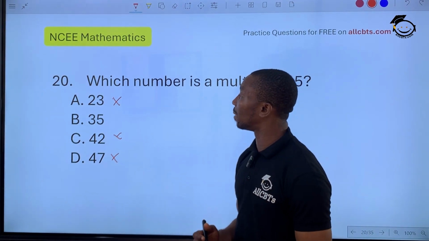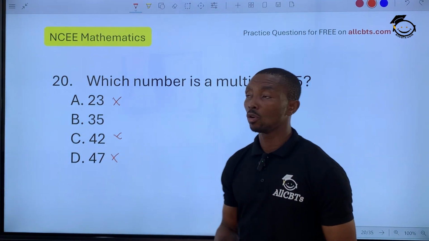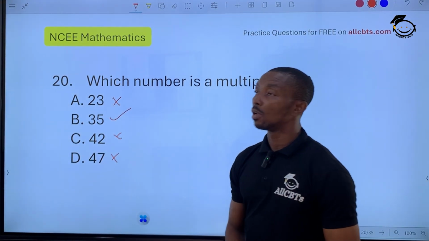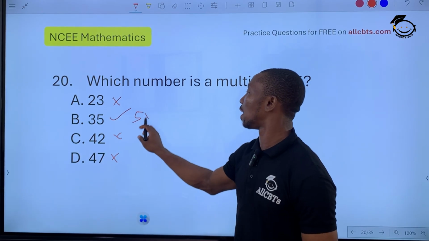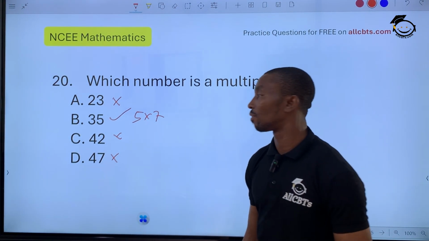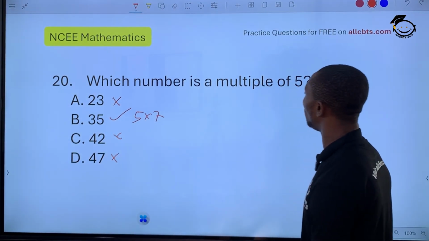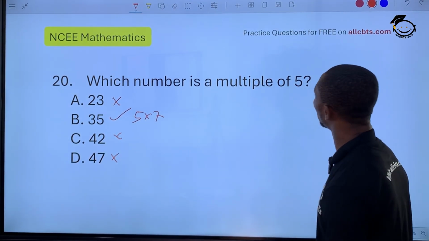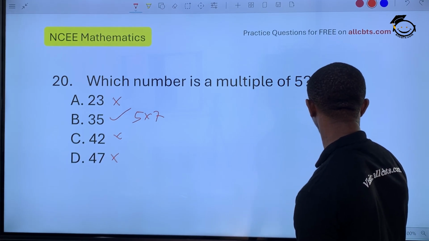So the only number that is a multiple of 5 is 35, which is 5 times 7. So 5 times 7 gives us 35. So 35 divided by 5 would be 7. That makes it a multiple of 5.